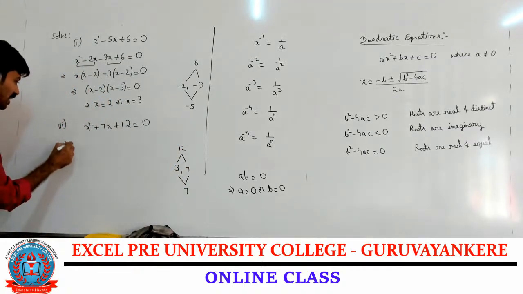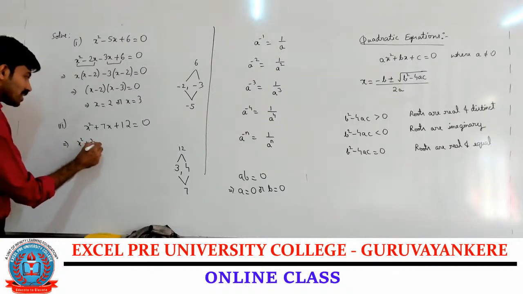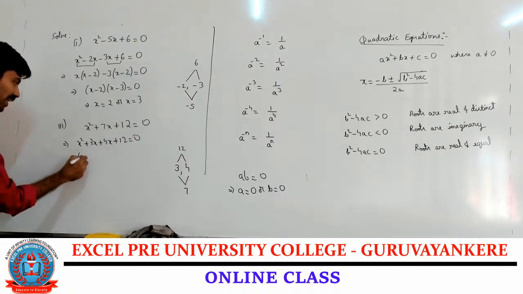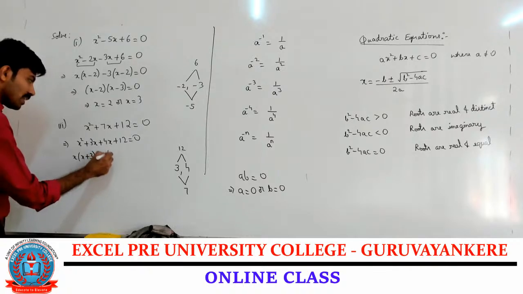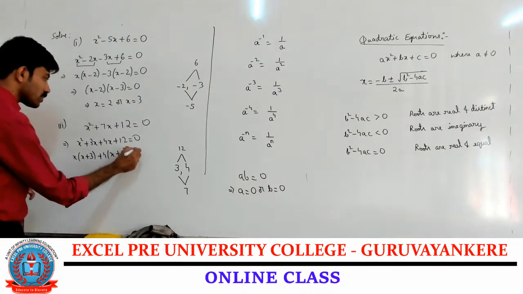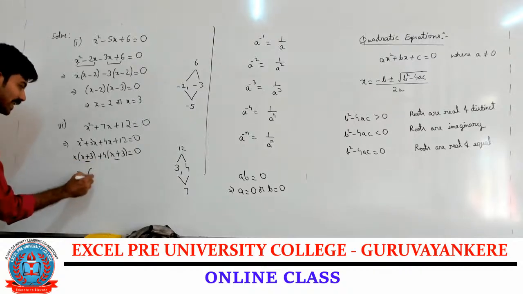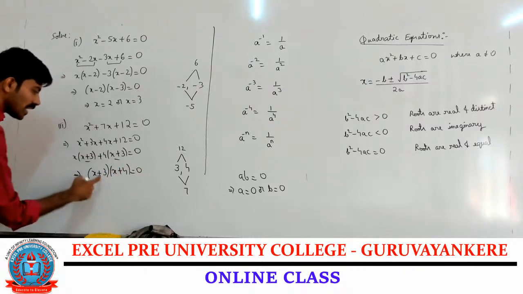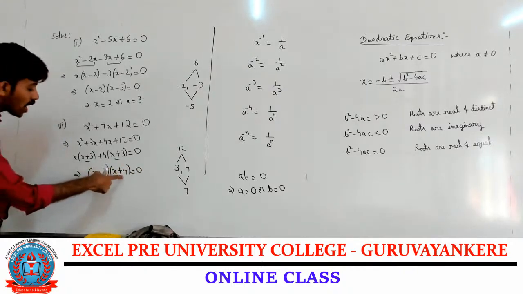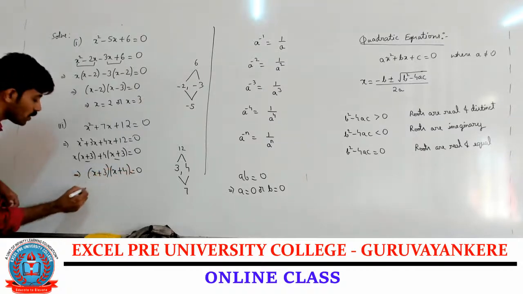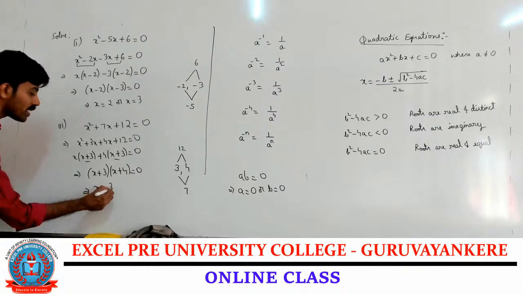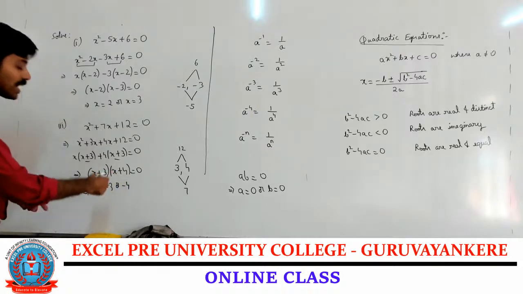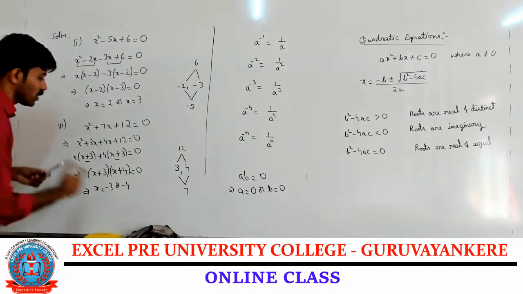So we can write this as x squared plus 3x plus 4x plus 12 equal to 0. X common, x plus 3. 4 common, x plus 3 equal to 0. Correct? So again x plus 3 is common. X plus 3 into x plus 4 equal to 0. A into B is 0 means either A equal to 0 or B equal to 0. X plus 3 equal to 0. If we equate x plus 3 to 0, we get x equal to minus 3. If we equate x plus 4 to 0, we get x equal to minus 4. So minus 3, minus 4 are the roots of this equation.